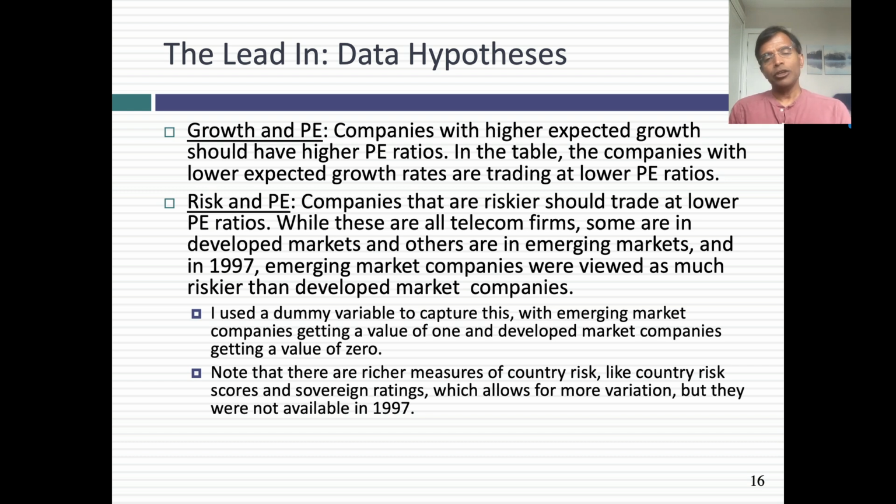I'll tell you what I did. I used a dummy variable. I called it my emerging market dummy. I set it to 1 if you're an emerging market company and 0 if you're a developed market company. And I ran my regression of price earnings ratios against growth rates and that emerging market dummy. You see what I'm trying to do? I'm trying to control for differences in growth and differences in risk.